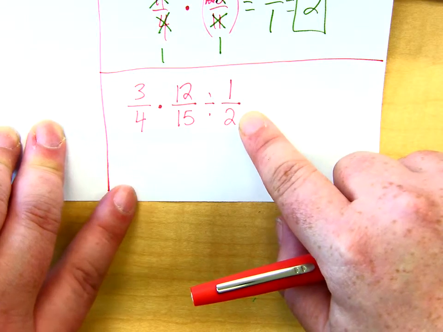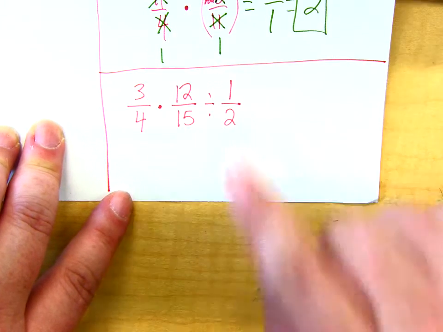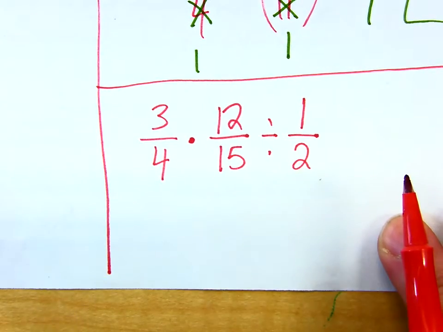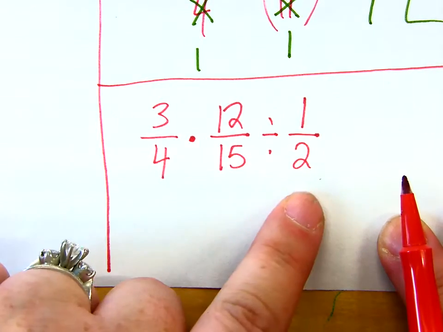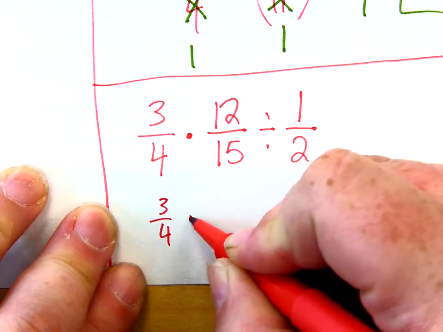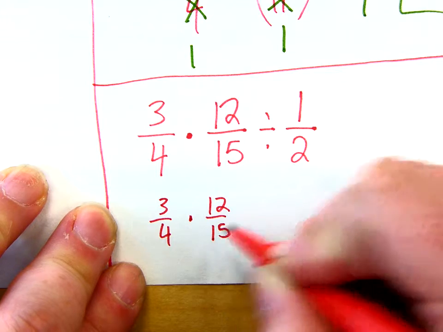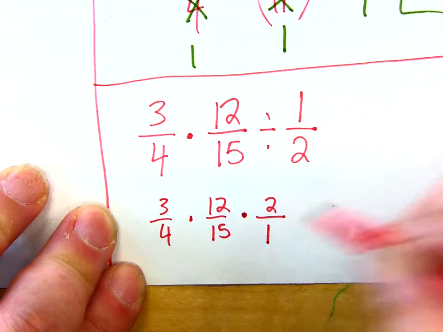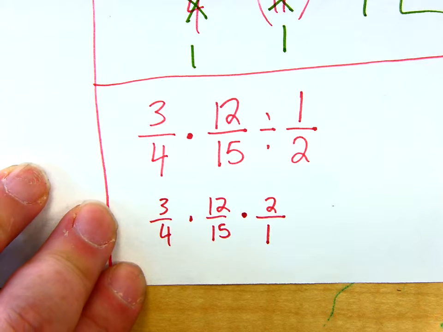It goes to 2 over 1. Yes, that one's going to flip over. So you can do all of this in one step. You don't have to do the multiplication, then do the division. We can rewrite it like this: 3/4 times 12/15. Now I change it to multiplication of the reciprocal, 2 over 1. I got my answer. And now it's a problem just like you guys had on your homework last night.